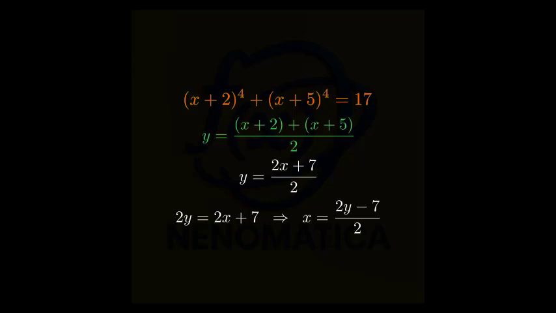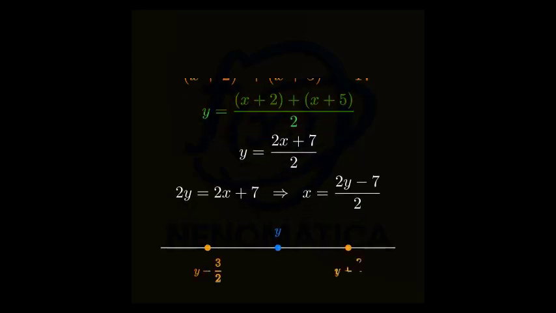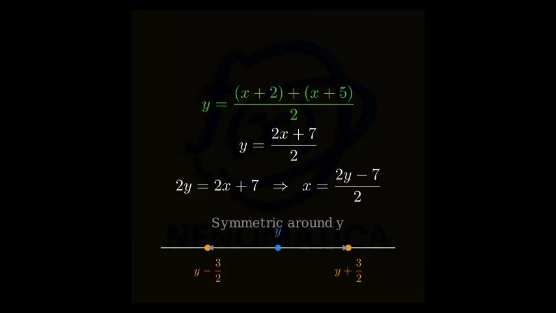To see the symmetry, notice that substituting x = (2y - 7)/2 turns x + 2 into y - 3/2 and x + 5 into y + 3/2. These are symmetric around y. We'll draw a simple number line showing y in the middle, with y - 3/2 on the left and y + 3/2 on the right.